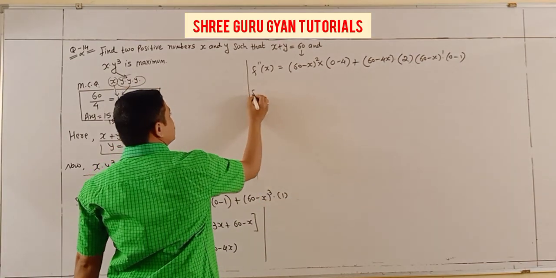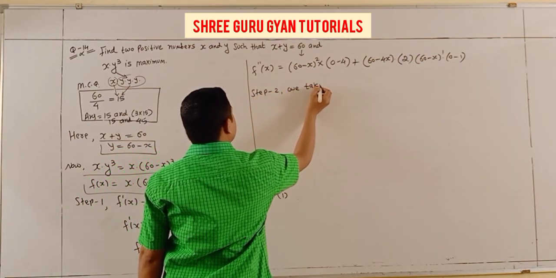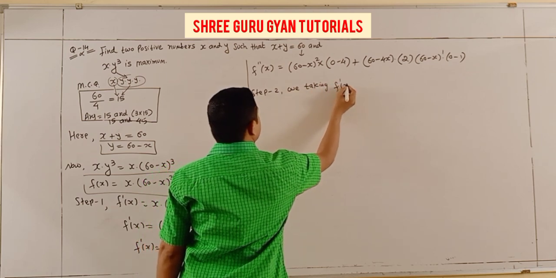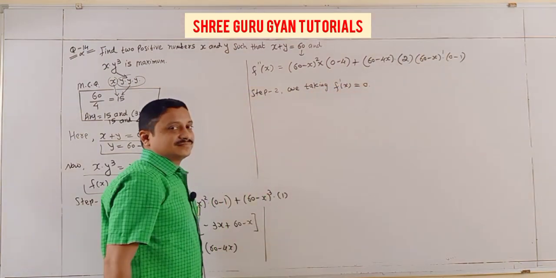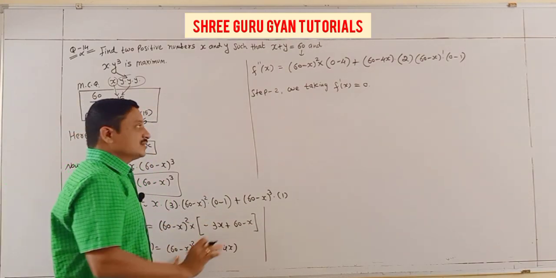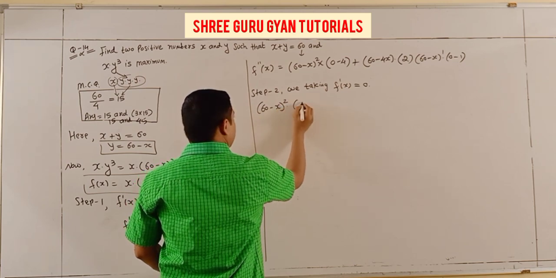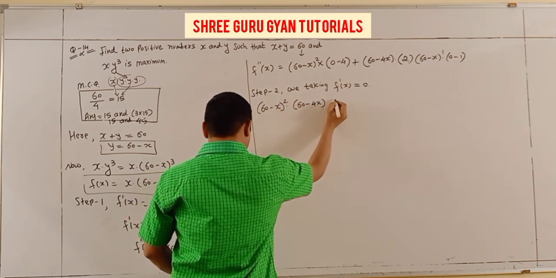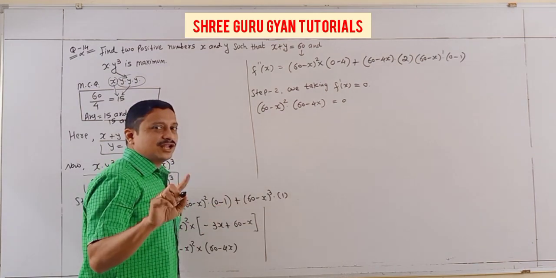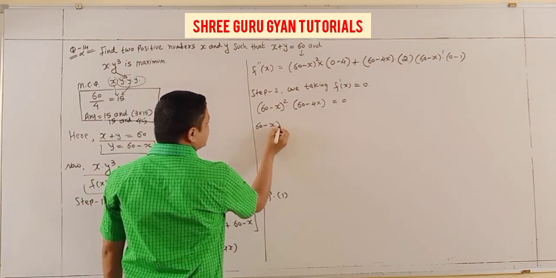Now, what is my step 2? We take the first derivative equal to 0. This is your first derivative: (60 minus x) whole square and (60 minus 4x) is equal to 0. So indeed it is 0. You take each one separately. So (60 minus x) whole square is 0.